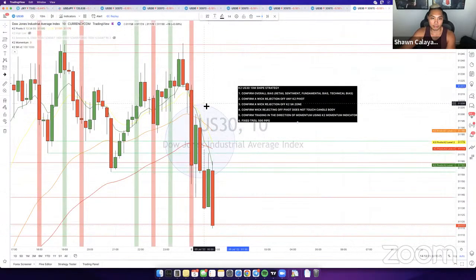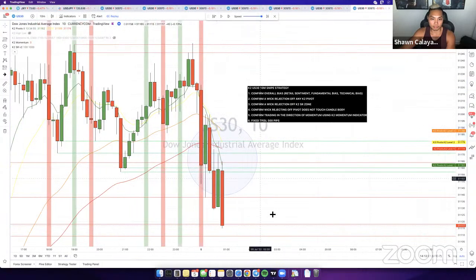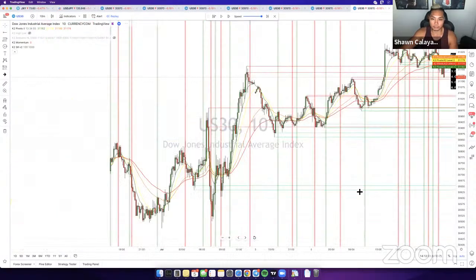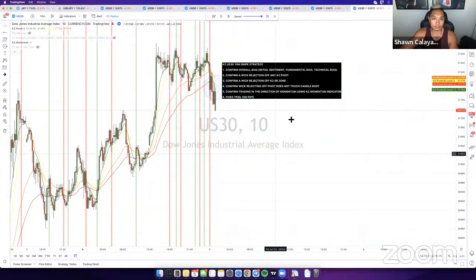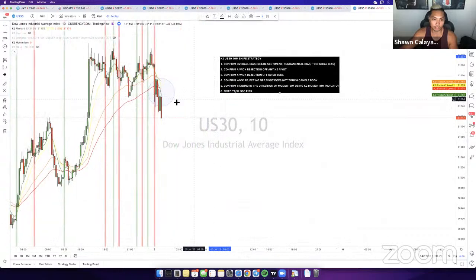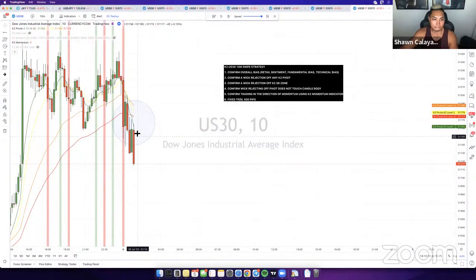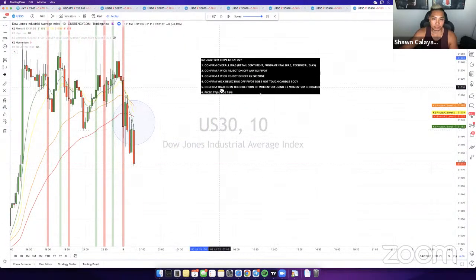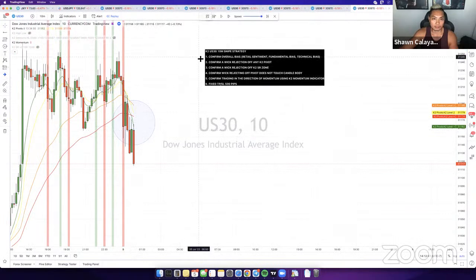All right, so we'll do the same thing I just went over, just a different entry. Basically, the first thing I'm looking for is a wick rejection off the pivot, right? So we have the same wick rejection off the green pivot right there, off that red candle. So we've confirmed the bias. We've confirmed the wick rejection off the pivot. We've confirmed that the wick rejecting off the pivot does not touch the candle body. Body's right here, pivot's right there, completely fine. Fits the requirements.